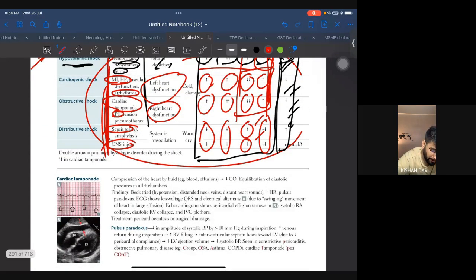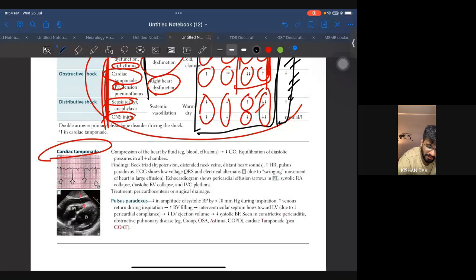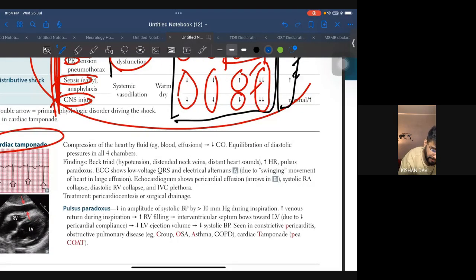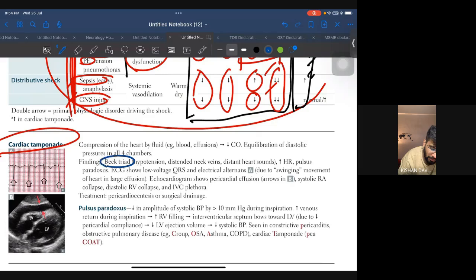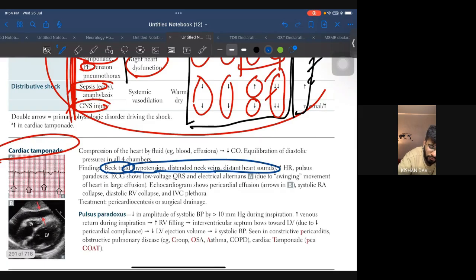Now coming to cardiac tamponade. In cardiac tamponade, one thing they will give you very commonly is Beck's triad. What is in Beck's triad? Hypotension, distended neck vein and distant heart sound. The most common out of these will be distended neck vein. They will give you distended neck vein, they will definitely give it.